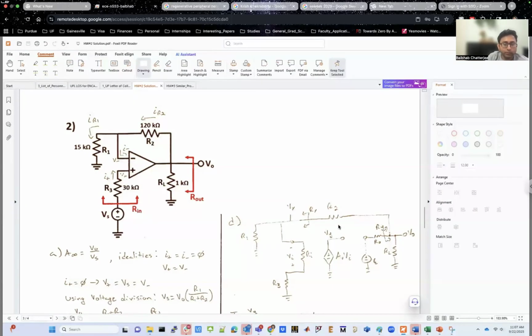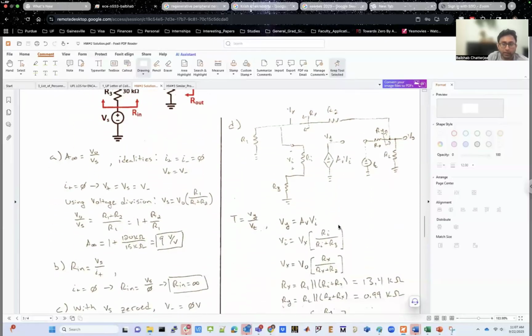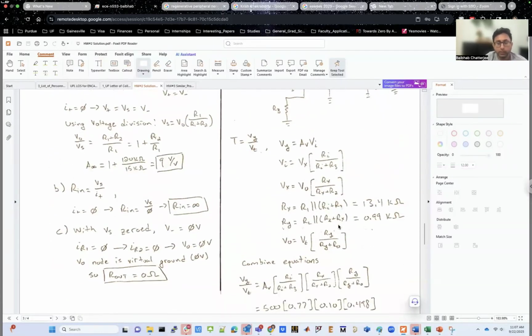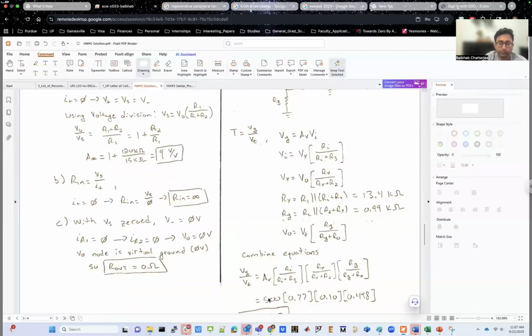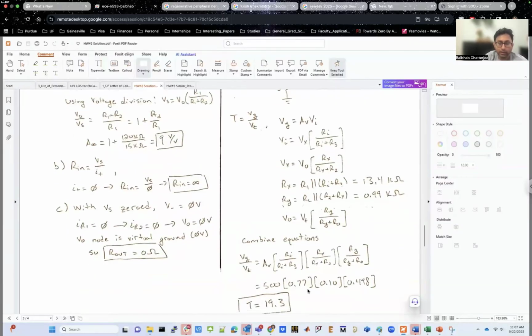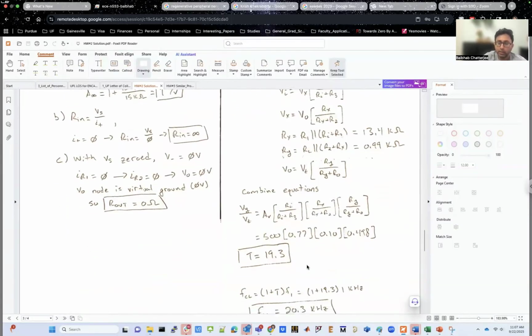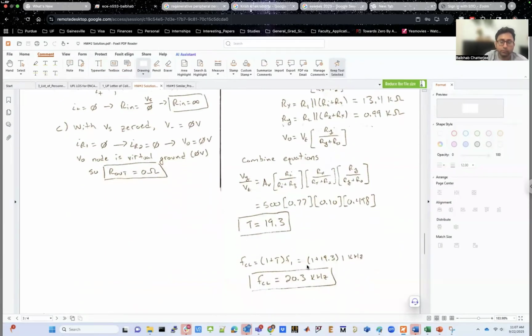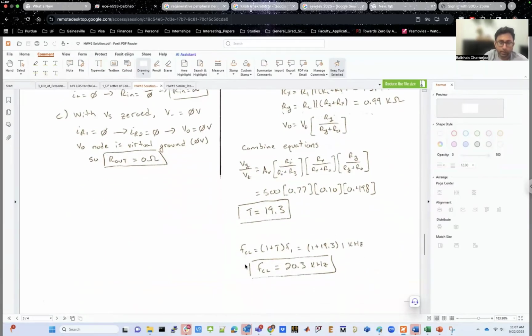In a similar manner as you did for question number 1, you can find out beta, and your loop gain is going to be T, which is A times beta. In this case, 500 multiplied with all these factors, the raised to divisions. Eventually, you will come up with a T of 19.3. What would be your FCL, the closed loop bandwidth? The closed loop bandwidth will be 1 plus T times the open loop bandwidth. So 1 plus 19.3 times the open loop bandwidth, which was 1 kilohertz. So you get 20.3 kilohertz.